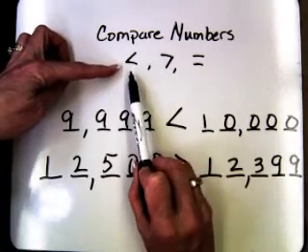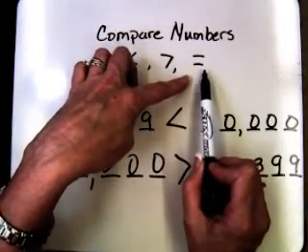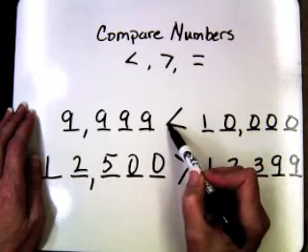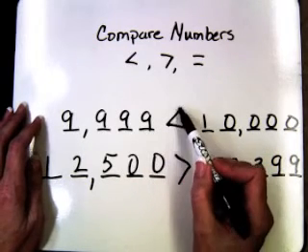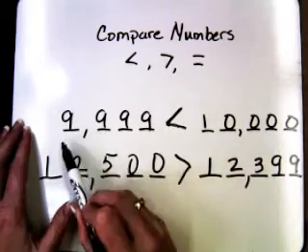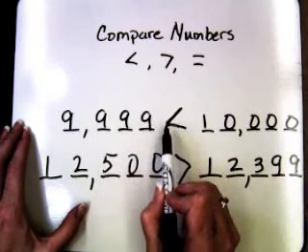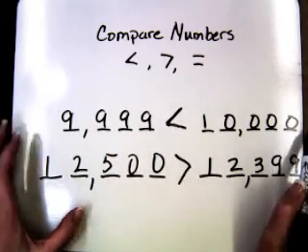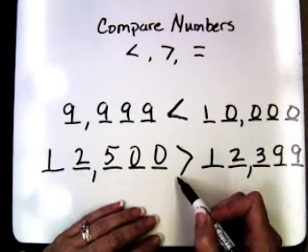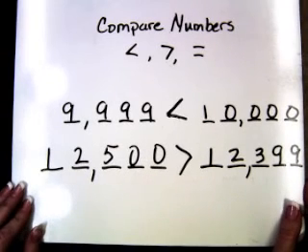Now, a lot of times students also have trouble reading the symbol. They forget which symbol means less than, which symbol means greater than, and which symbol means equal to. Always remember that the arrow on a symbol is going to point to the smaller number. The arrow will point to the smaller number. And the way you know what that symbol says is to read the number sentence. 9,999 is less than 10,000. This number sentence, 12,500 is greater than 12,399. And that's how we compare numbers.